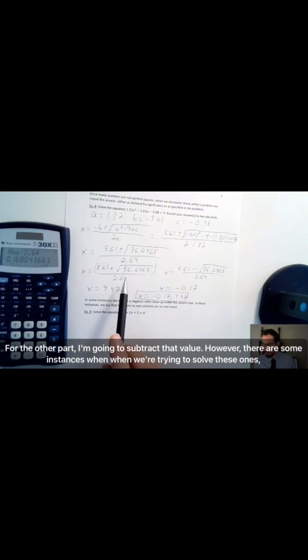However, there are some instances when we're trying to solve these ones, we'll actually end up seeing a negative value show up under the square root. Now we'll have more to say about negatives under the square root when we get to the very end of this course, but for the purposes of this section, when we're solving these quadratics and a negative shows up under the square root, we are going to observe that means there are no real solutions.